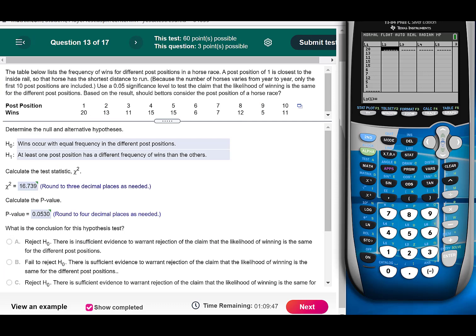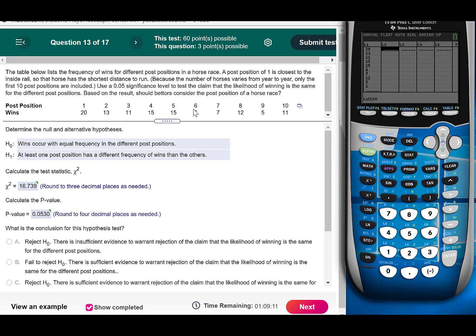Okay, guys, for this one, for H0, you choose the statement that says the distribution is as claimed, and for H1, you choose the statement that says the distribution is not as claimed. Here, the one that I found was wins occur with equal frequency. So that's the distribution they are claiming, they're expecting. And H1 should be the total opposite: at least one post position has a different frequency. That is the language that I found. But in other problems, guys, it's probably going to be distribution is as claimed, distribution is not as claimed.